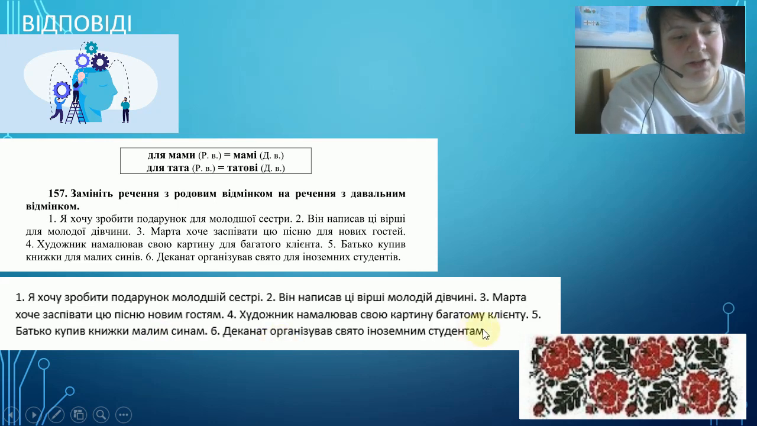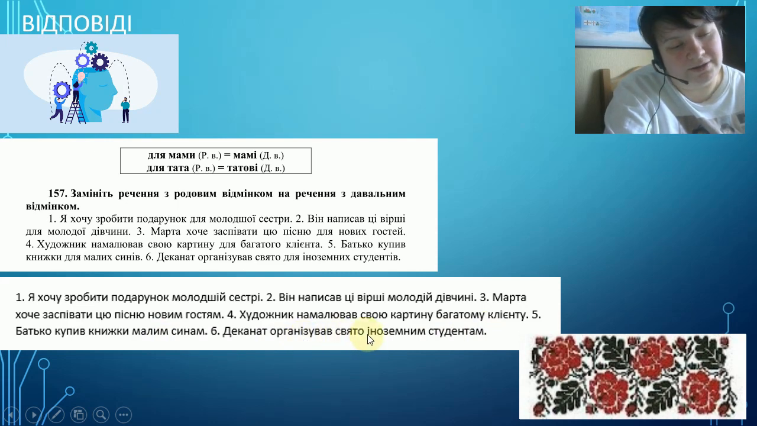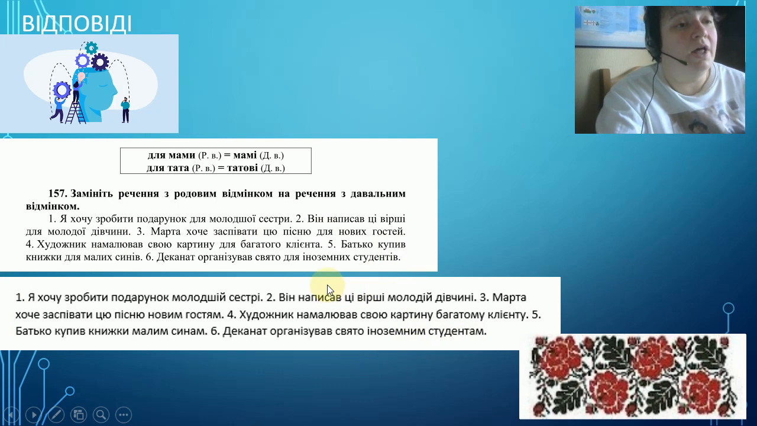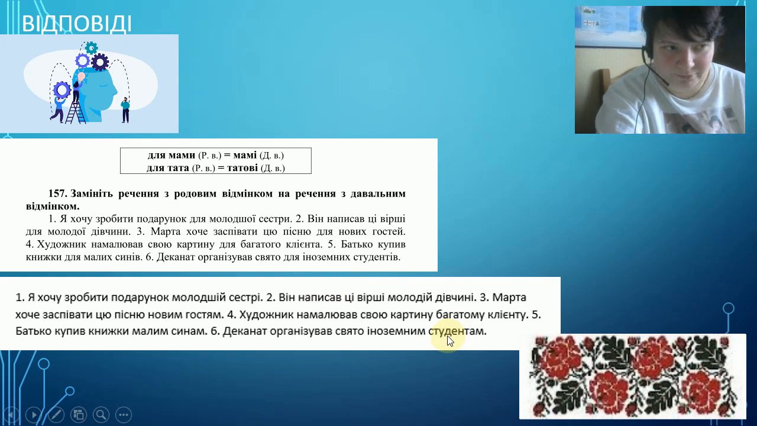Деканат організував свято іноземним студентам. The dean's office organized a celebration for the foreign students. To the foreign students, sorry. Іноземним студентам. So we have the ending -им here because it's plural. So I hope you have understood the rule. I hope you have understood everything. If not, please write to me in the comments. I will help. I will explain once more.